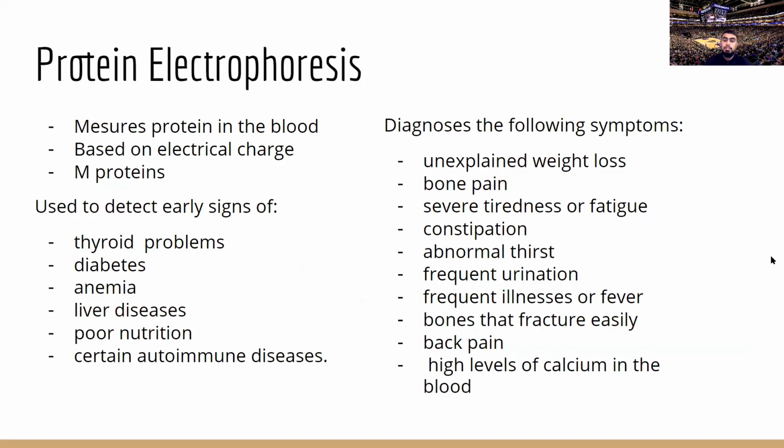Protein electrophoresis is a test that measures specific proteins found in the blood. It separates proteins in the blood based on their electrical charge. The protein electrophoresis test is used to find abnormal substances known as M proteins. Protein electrophoresis is utilized to detect early signs of cancer, as well as thyroid problems, diabetes, anemia, liver diseases, poor nutrition, and certain autoimmune diseases.